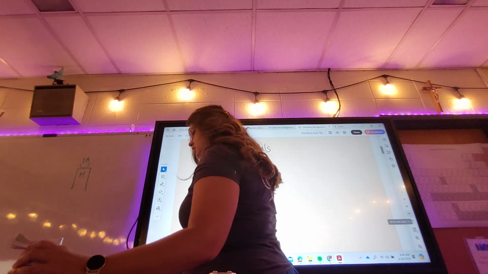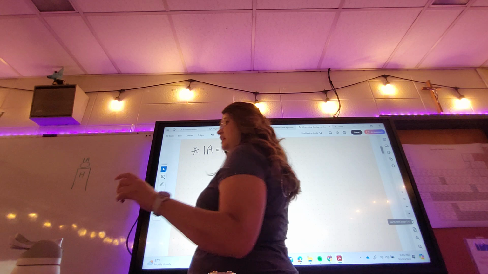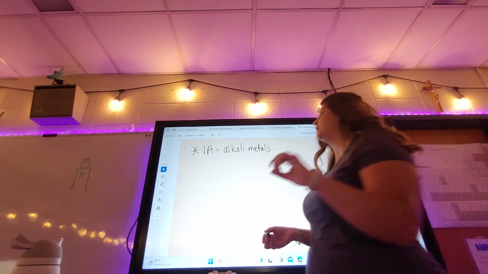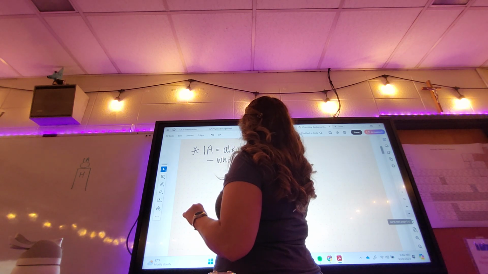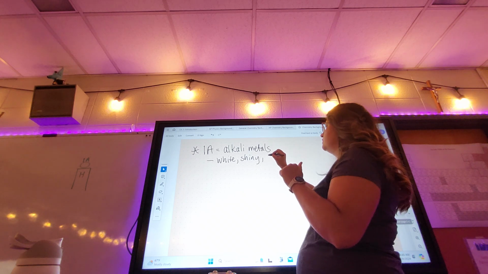The alkali metals have very similar properties. If you are able to observe them, which I'll explain in a little bit, they are all white and shiny, and they look kind of silvery.